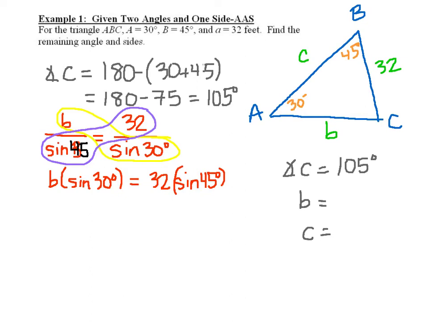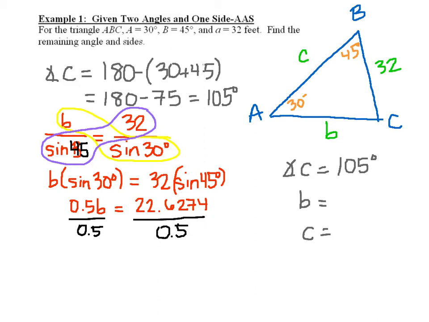We could plug in our exact values, but since we don't have to find exact values, we can turn these into decimals. So this is really 0.5B equals 32 times the sine of 45. Make sure your calculator is in degrees. If it's not, you need to change it to degrees here. So 32 times the sine of 45 gives us 22.6274. If you divide both sides by 0.5, we get side B, which has a length of 45, and we'll round to the nearest tenth, so B is equal to 45.3. We can plug that in over here for B.